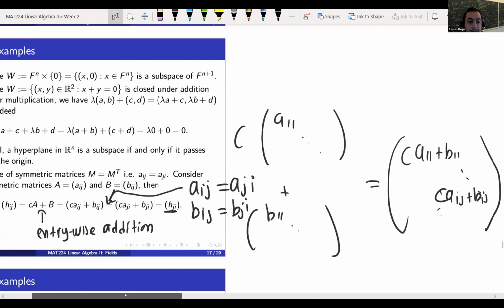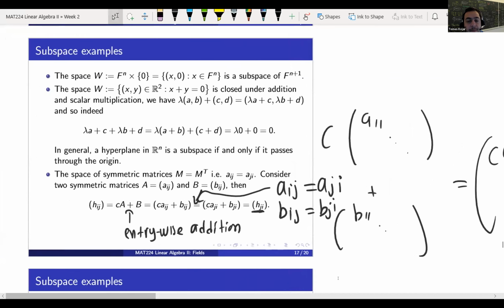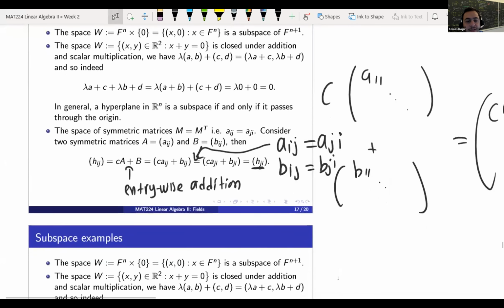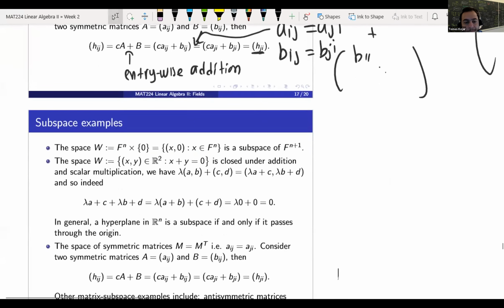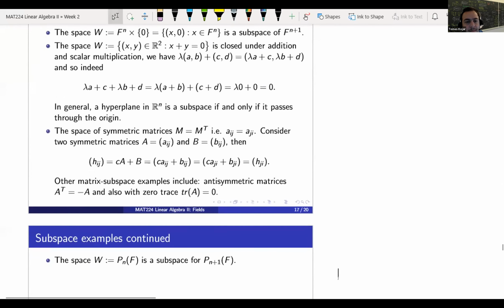So that's the beautiful part about it. So the space of symmetric matrices is also a vector space. Okay, good. Some other very interesting examples include the antisymmetric matrices that we can talk about when we go into the spectral theorem and things like that.